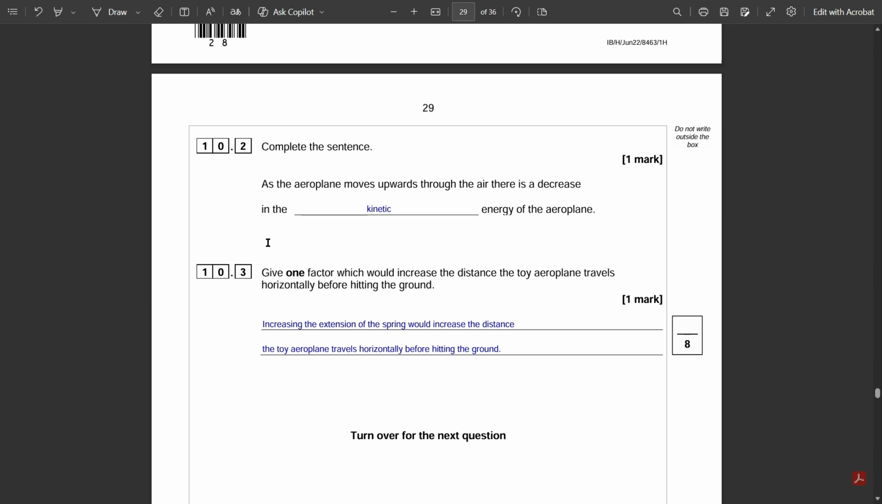And we're asked to give one factor that would increase the distance the toy aeroplane travels horizontally before hitting the ground. So increasing the extension of the spring would increase the distance. So basically, it hits the ground when the kinetic energy is 0 and it stopped moving. Or, well, it would still have some kinetic energy when it hits the ground. But increasing the extension increases the elastic potential energy, which increases the kinetic energy, which allows it to travel further.